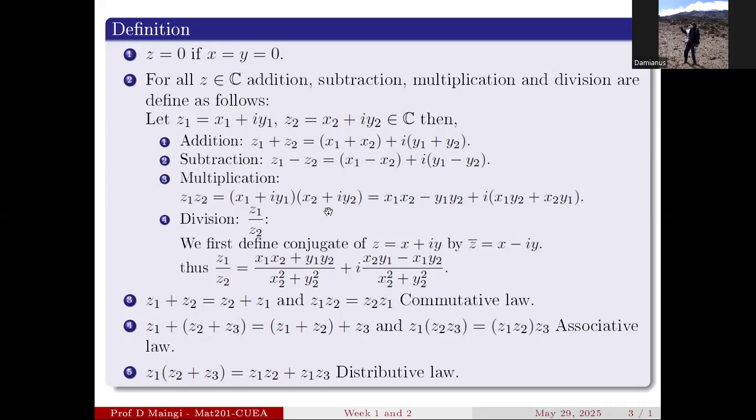How do you perform the multiplication? Well, I don't know whether you remember binomial expansion, but you take X1 and multiply it by the whole of this, and then iY1, you multiply by the whole of this, and then you bring them together. So X1 times this will be X1X2 plus iX1Y2, plus iY1 times X2, which is iX2Y1. And then iY1 times iY2 will be i squared Y1Y2.